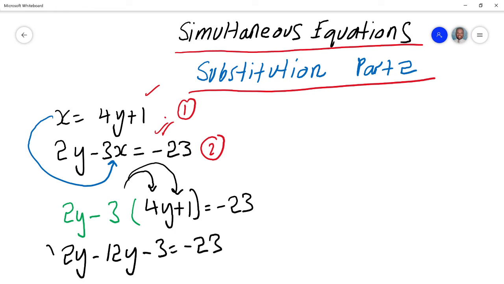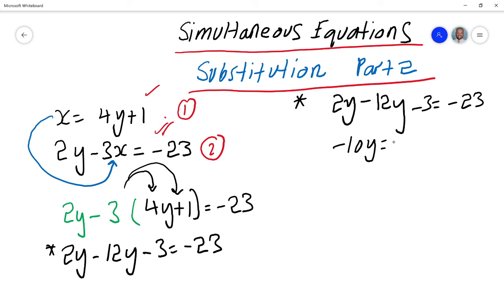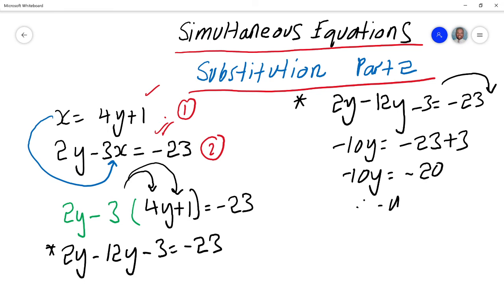All right. I'm now going to move that equation over there. I'm just going to rewrite this, and then you can see the continuity. So 2y minus 12y now becomes negative 10y. And that's going to be negative 23 plus 3, because literally I've moved it over and the sign is going to change. So negative 10y is equal to negative 20. Therefore, y is equal to 2.